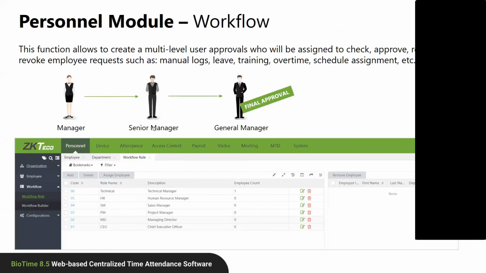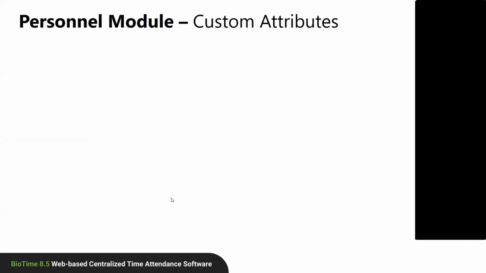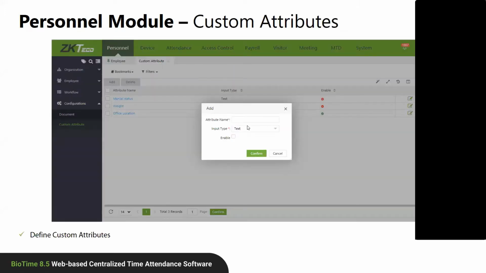workflow. You can see here manager, and who is a senior manager and who is a general manager. So these are different levels of multi-level approvals, like overtime or any leave or any manual log, which can be done using this workflow. Like adding custom attributes, adding different fields in case a customer wants to add extra fields in the software.